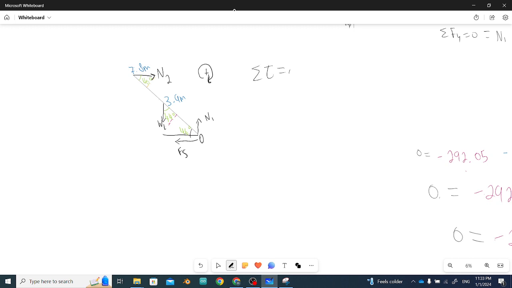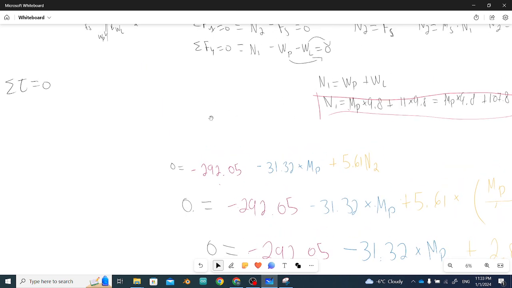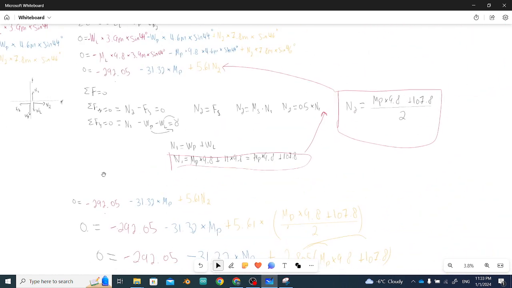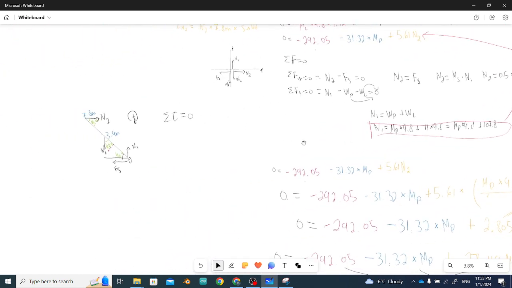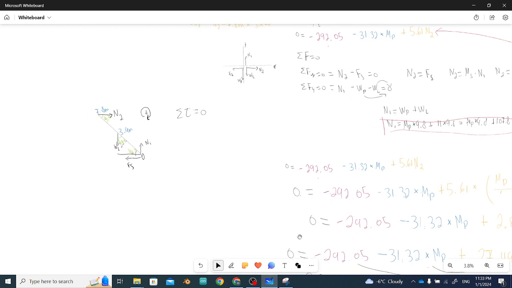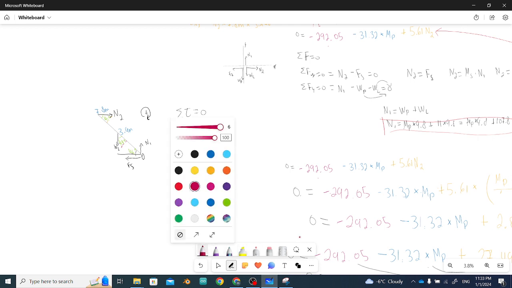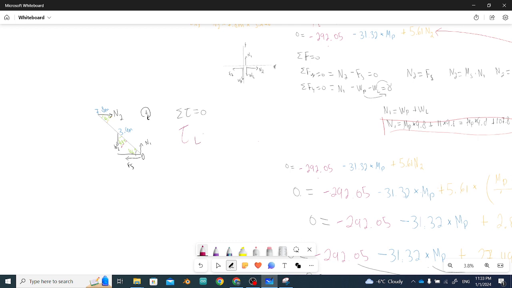Sum of torque is equal to 0 because it has to remain stable. Torque due to weight, we already calculated that over here, so minus 292.05. So the torque due to the weight of the ladder is equal to minus 292.05. And now what other torque do we have? We have the torque due to N2.